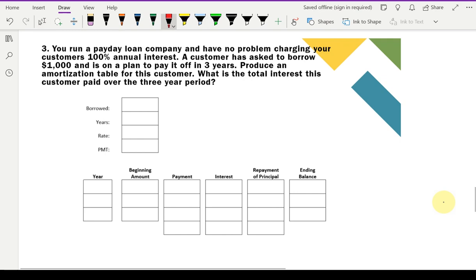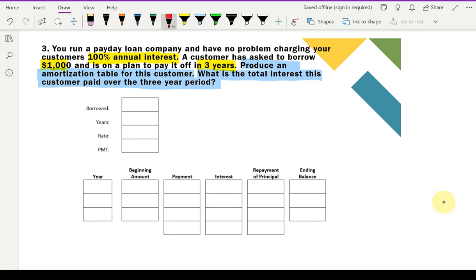This one's a little bit more involved. So you run a payday loan company and have no problem charging your customers 100% annual interest rate. Ooh, you're not a very nice person. A customer has asked to borrow $1,000 and is on a plan to pay it off in 3 years. Produce an amortization table for this customer. What is the total interest this customer paid over the 3-year period?